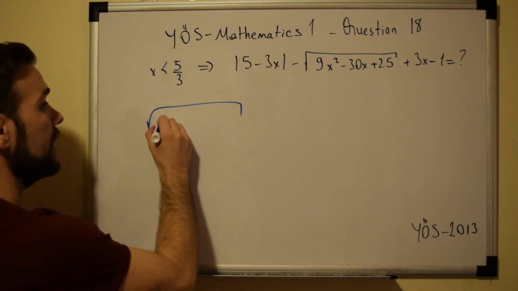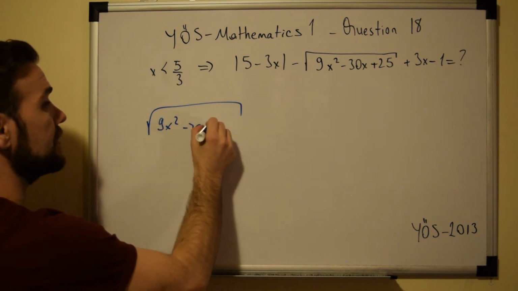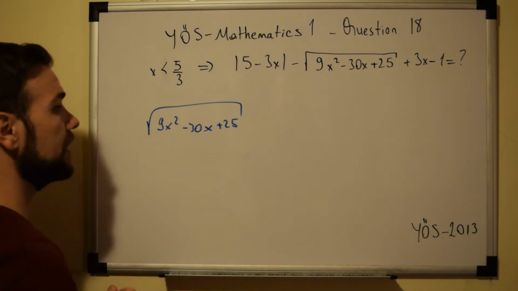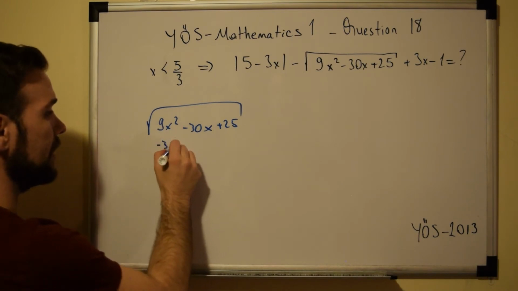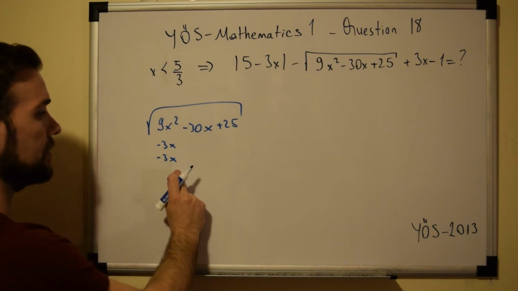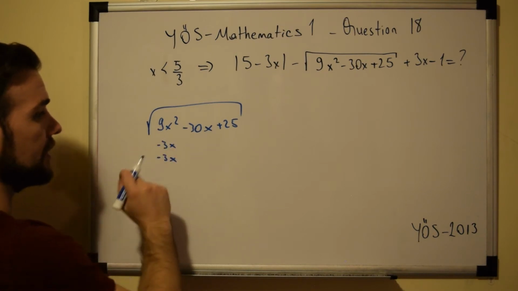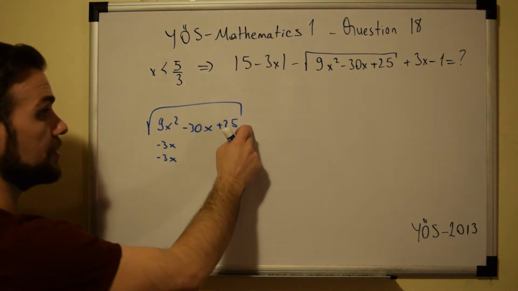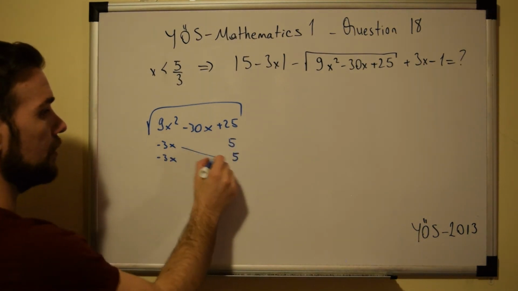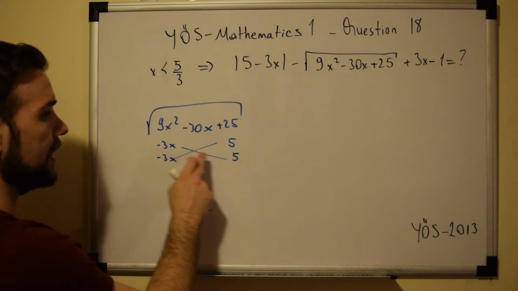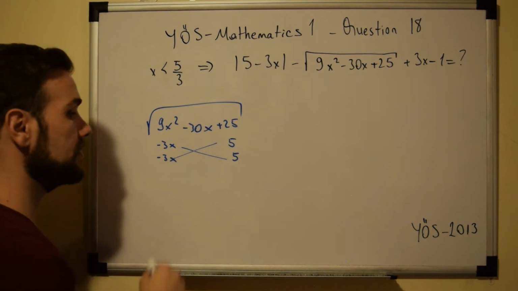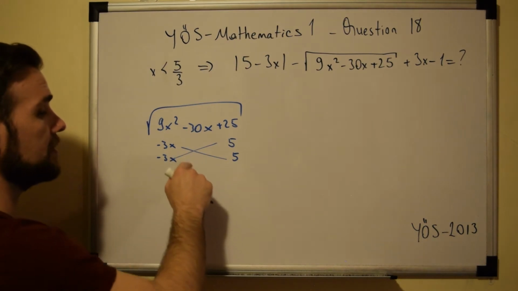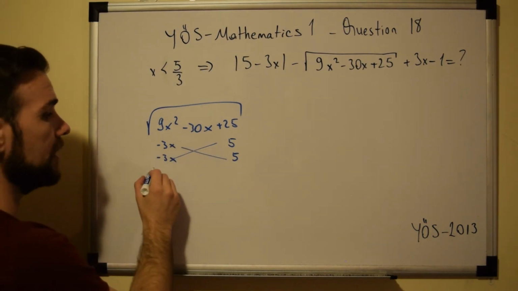We have 9x squared minus 30x plus 25. So what is another way we can write this expression? Minus 3x, because minus 3x times minus 3x is 9x squared, and we have 5 times 5, which is 25. Now we cross multiply. Minus 3x times 5 is minus 15x, the same. So minus 15x plus minus 15x will give us minus 30x.